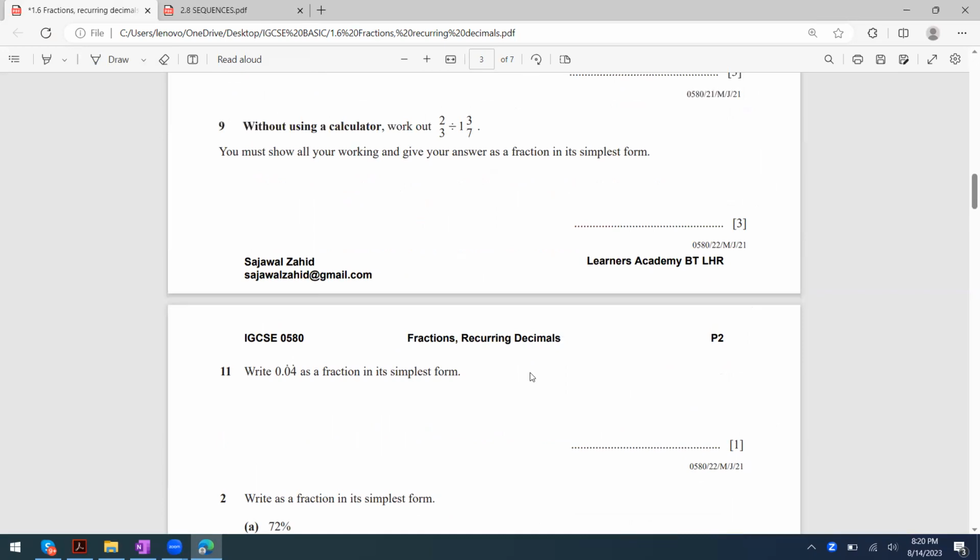Can all of you please do question number 9 and 11? Can you try both of them? I'll solve on my paper. Then I'll match the answers with you guys.